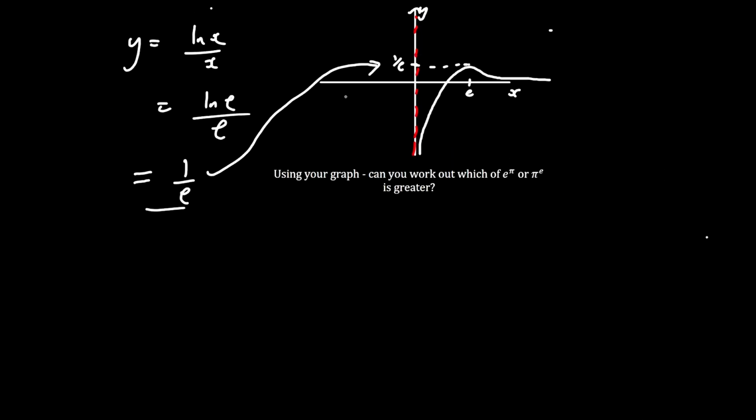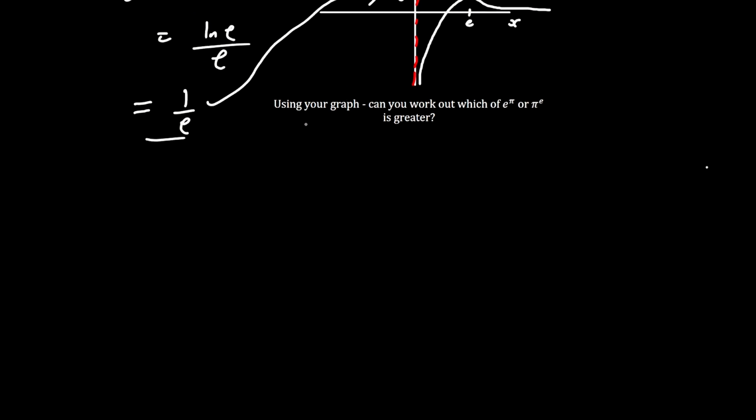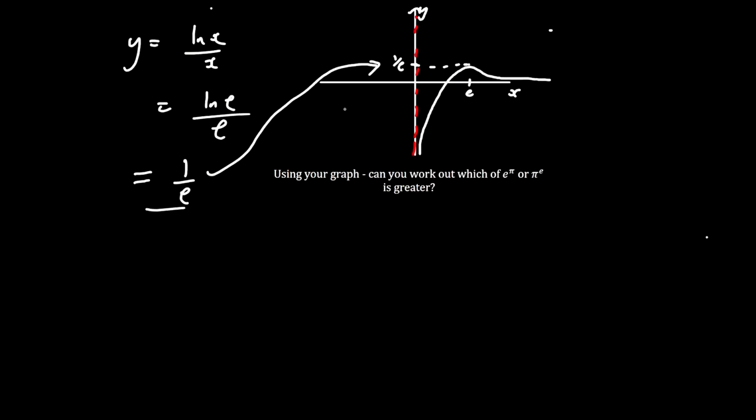Now, for the follow-up question, and this is typical of interview style questions, they'll use something from a previous part to develop into another question. In this case, using the graph, try and work out whether e to the pi or pi to the e is greater than the other.